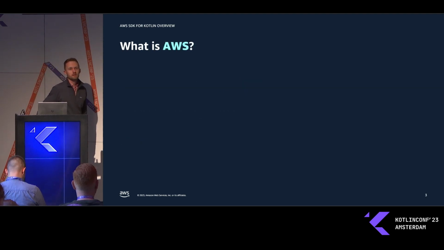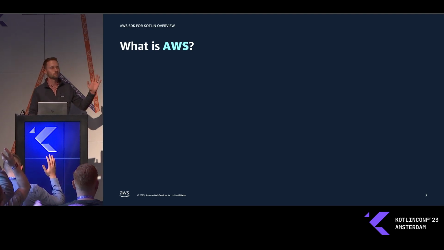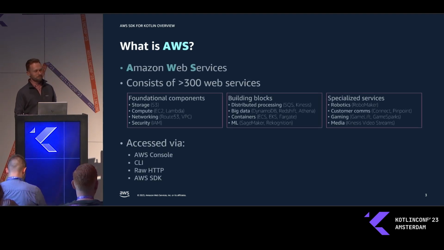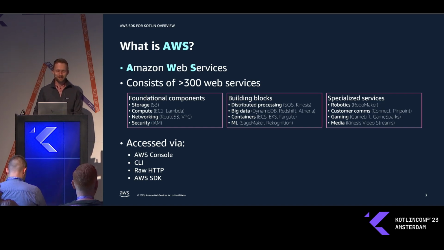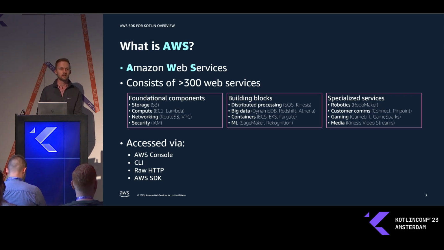So to start with, how many of you have played around with AWS before? Show of hands. Okay, most people. That's good. So then much of this will be review or refresher for you. Amazon Web Services consists of over 300 different web services, everything from foundational components like S3 for storage, Lambda for compute, to building blocks like DynamoDB for big data or SageMaker for machine learning, all the way down to very specialized services like RoboMaker for robotics, GameSparks for gaming, etc.